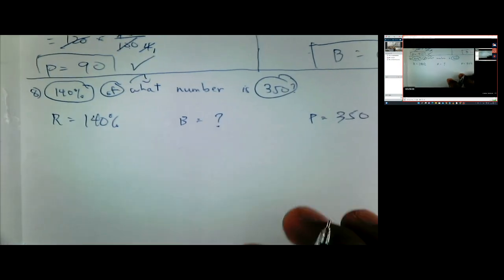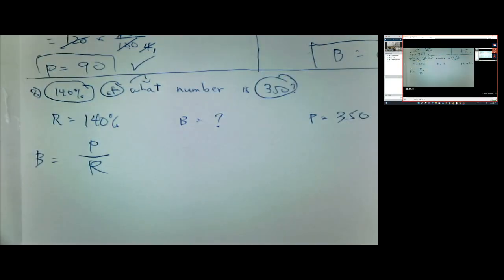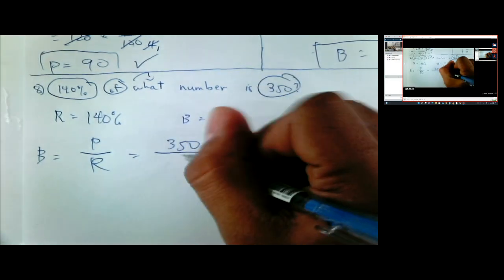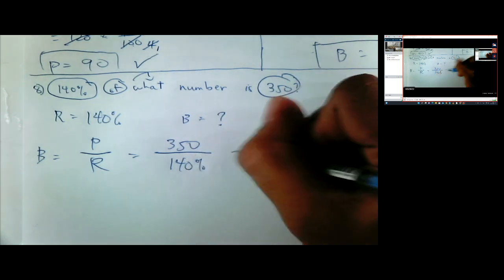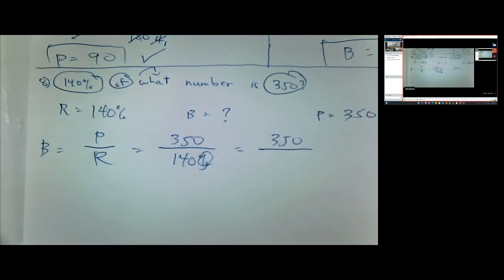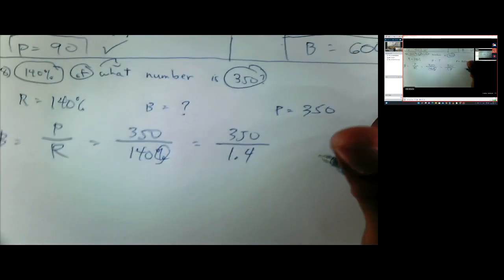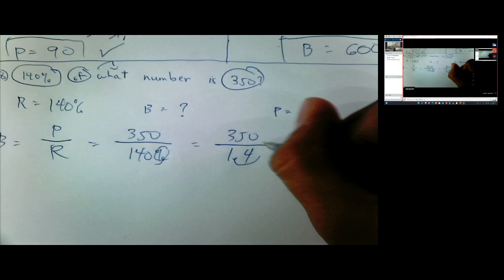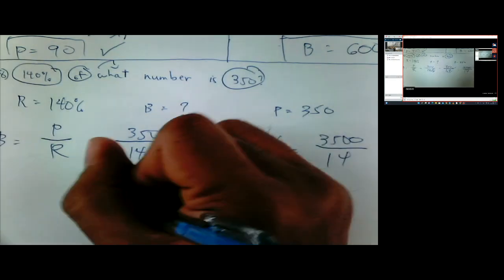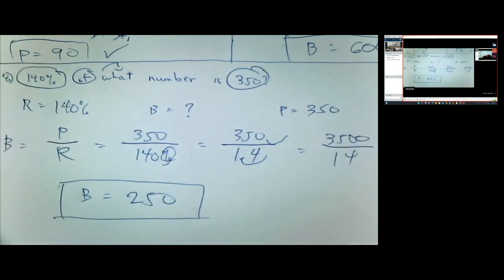Meaning the 350 is the percentage. Okay? And to solve, the base is equal to percentage divided by the rate. Our percentage is 350 divided by our rate, which is 140%. Again, we don't need this percent form. What is 140% in decimal? 1.4 or 1.40. And we can simplify this now. Move one place, move one place. So we will have here 3,500 divided by 14, which is equal to 250. And this will be your answer.